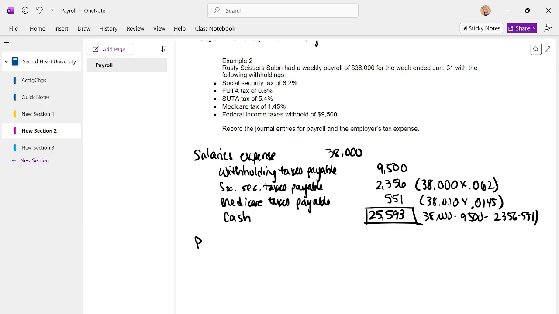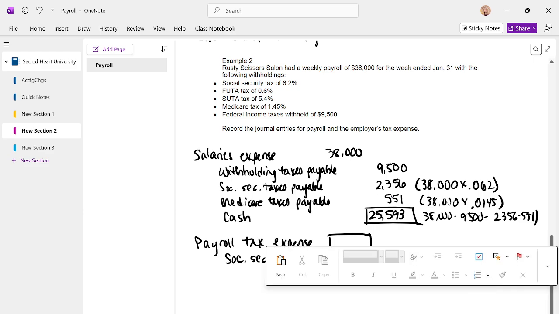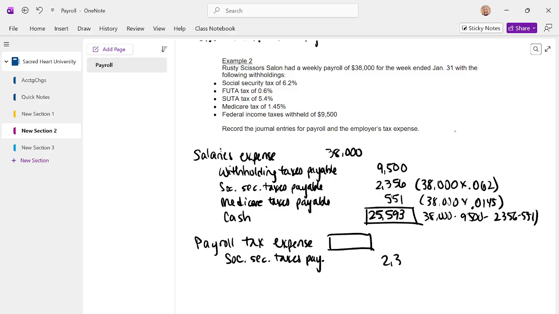And so therefore we owe some taxes to the government simply for being an employer. We're going to call this the payroll tax expense, and the amount of the payroll tax expense is going to equal the sum of all of our payroll taxes. As an employer, we need to pay, or we owe, Social Security taxes. This is our portion. The amount above was the employee's portion. And we saw already that this works out to be $2,356, the same as what we calculated earlier.